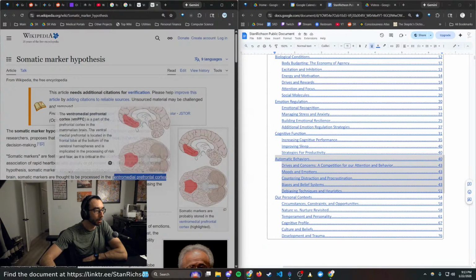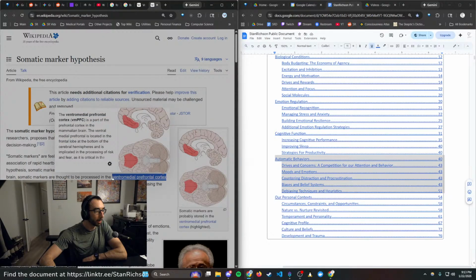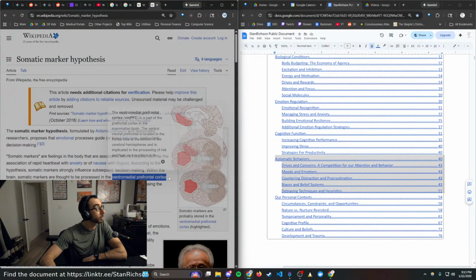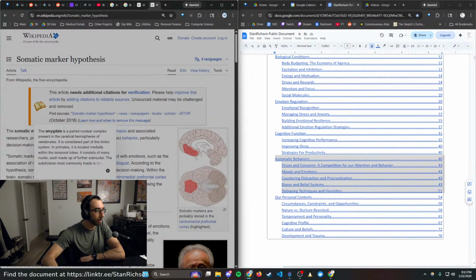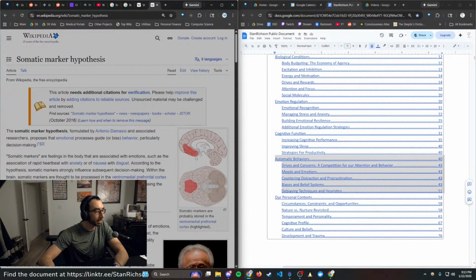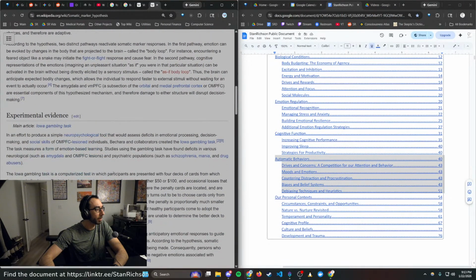So of the prefrontal cortex, the ventromedial, this is on the bottom, and this has to do with emotions, whereas the dorsolateral prefrontal cortex has to do with our most high level thought, and the amygdala. As I said earlier in the stream, we can't say that the amygdala is the emotion circuit, but it's definitely involved in the emotion circuits. The hypothesis has been tested in experiments using the Iowa gambling task. So hypothesis, experimental evidence.